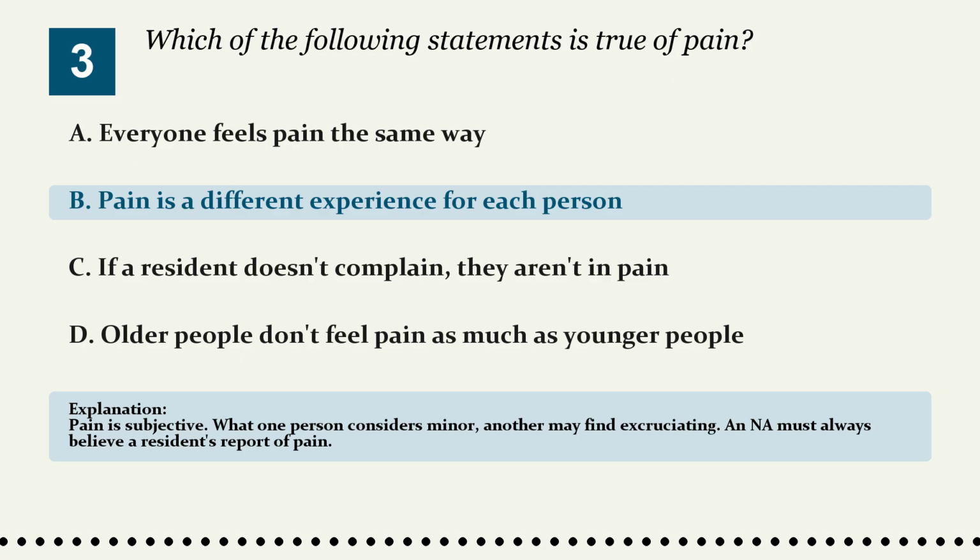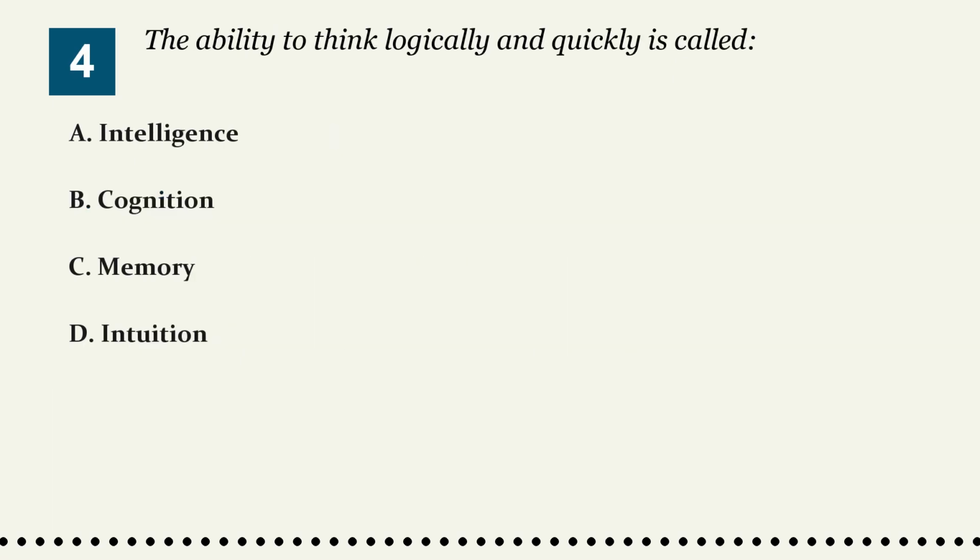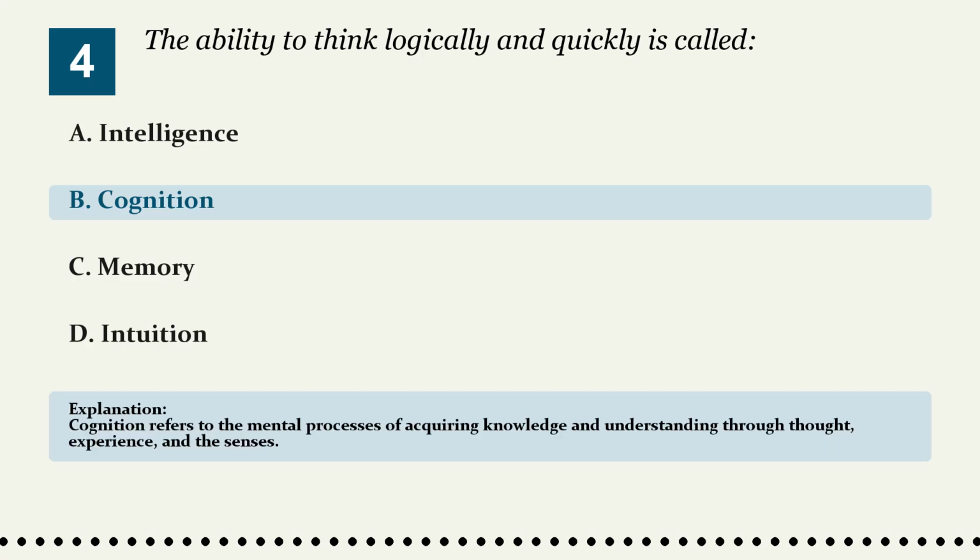of pain. Question 4. The ability to think logically and quickly is called: Option A. Intelligence. Option B. Cognition. Option C. Memory. Option D. Intuition. The correct answer is option B. Cognition. Cognition refers to the mental processes of acquiring knowledge and understanding through thought, experience, and the senses.